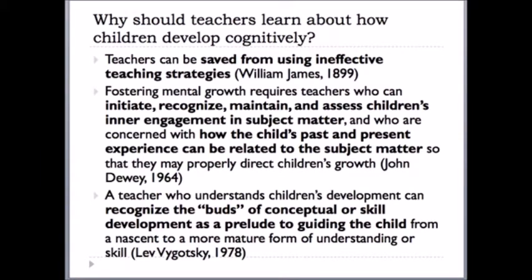So, psychology theorists have been proponents of teachers learning about children's cognitive development for a long time. The next couple slides are just some quotes I've taken from famous psychologists. William James, who's considered the father of psychology, way back in 1899, gave his support for teachers learning about children's cognitive development. He said that by learning about this, teachers can be saved from using ineffective teaching strategies. Wow, we knew that all the way back in 1899, and that still rings true today. So by learning about cognitive development of children, teachers can use more effective teaching strategies that match up to children's cognitive level.